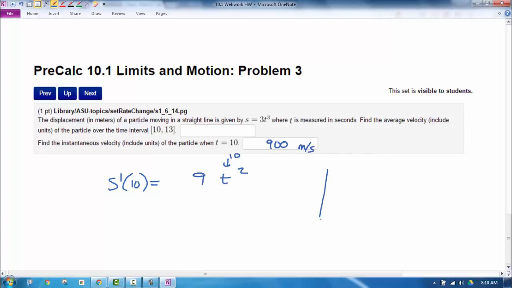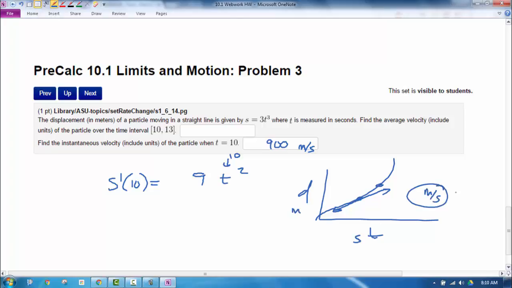Now, to re-explain this, you have a distance time graph, which in this case looks something like this. They're asking us for the slope between points 10 and 13 for the first part, which is average velocity. And in the second part, they're asking at 10, what's the instantaneous velocity, which is the slope of the tangent line. For slope, what you're getting is distance over time, rise over run, so distances in meters over time in seconds. You're getting meters per second, which is the speed. So when you take the derivative of a distance time equation, you can see that you're going to get velocity here.